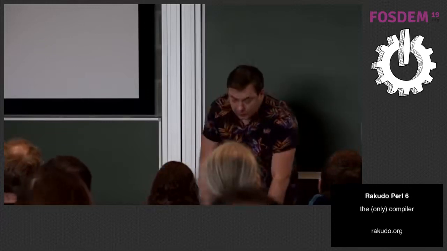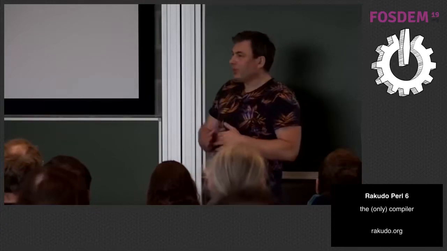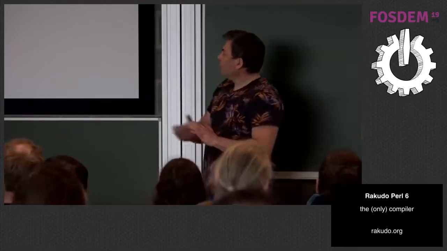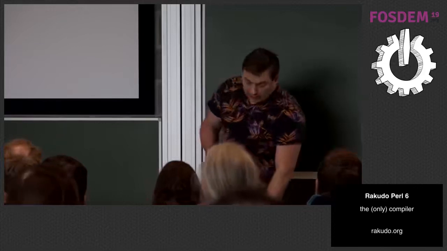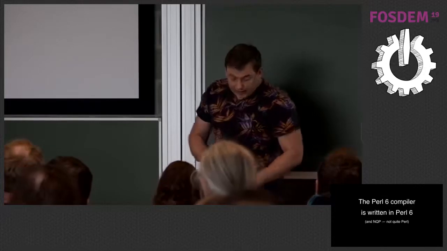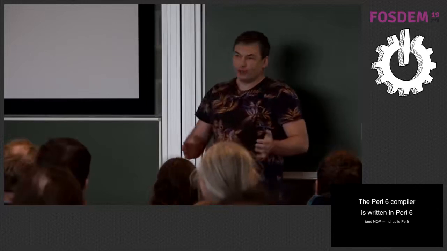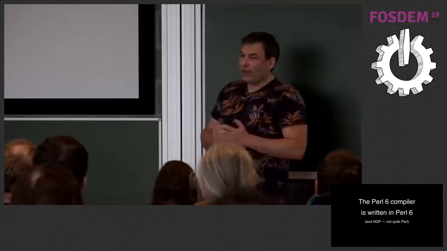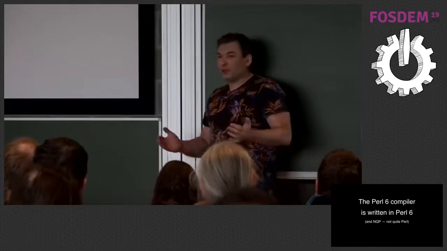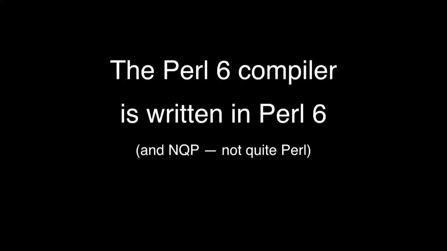There's only one compiler at the moment which you can use. It's called Rakudo, and you can download it from rakudo.org. You can use it to run all the examples that I will demonstrate later. The interesting thing is that this compiler is also written in Perl 6. It's a self-hosting language, and that's one of the reasons why it took so long to bootstrap. There's also NQP, Not Quite Perl, a subset of Perl 6 developed to help the bootstrapping process.